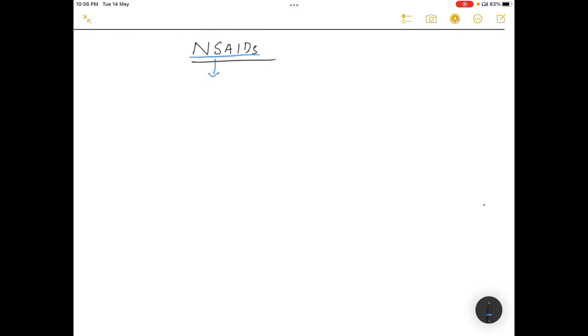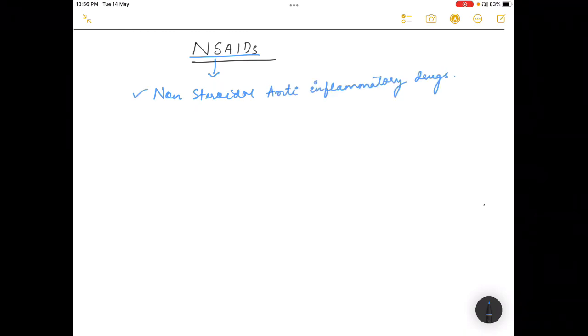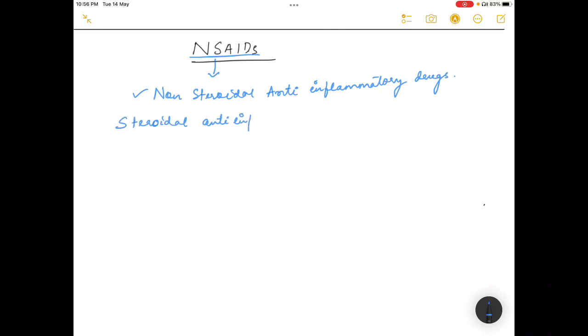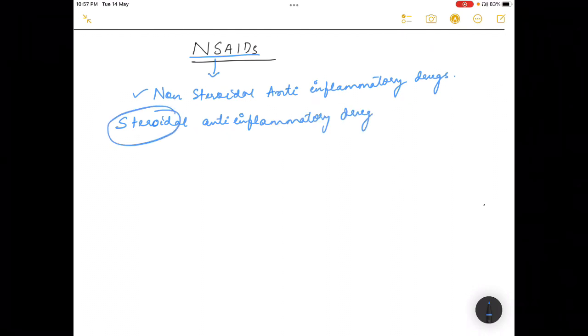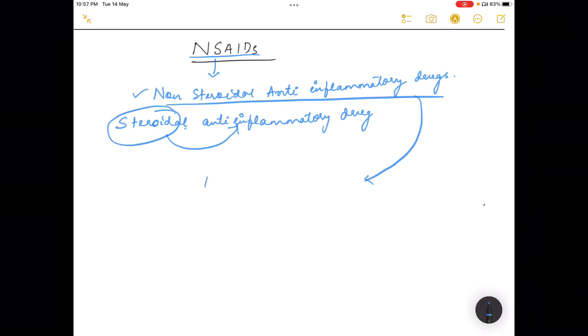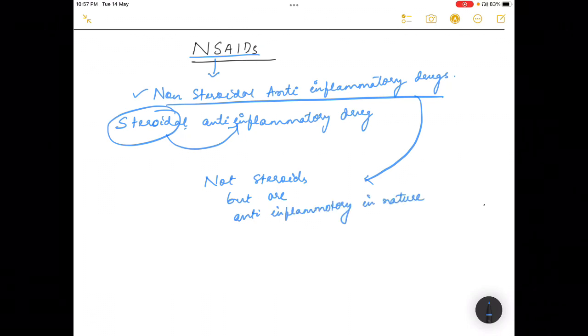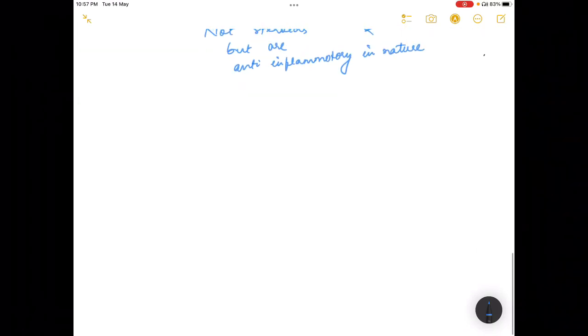So what is this NSAIDs? It is non-steroidal anti-inflammatory drugs. So if there is a non-steroidal anti-inflammatory drug, there must be something called steroidal anti-inflammatory drugs, or in other words, the steroids, they are anti-inflammatory in nature. So these non-steroidal anti-inflammatory drugs or NSAIDs, these are not steroids but are anti-inflammatory in nature. So what are these drugs? These are the COX inhibitors.